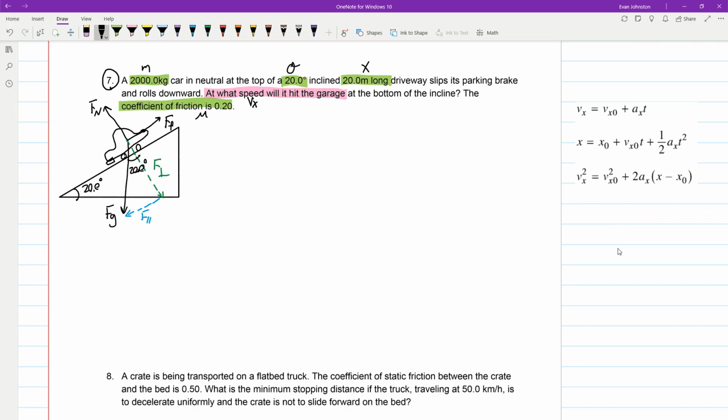Now, I want to mention, if it slips its parking brake, that really means that it was at rest, right? So its initial velocity was 0. We kind of have to read into that one a little bit.